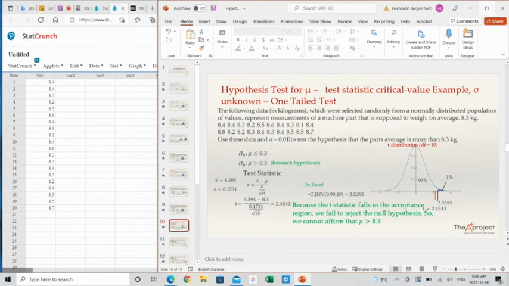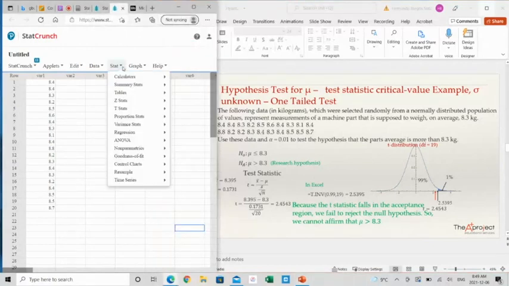Use this data and alpha equals 0.01 to test the hypothesis that the part's average is more than 8.3. So this will be the alternative hypothesis, because they don't have an equal sign here. They say the part's average is more than 8.3. Okay, so I noticed that I need to make a hypothesis test. They tell me here, test the hypothesis.